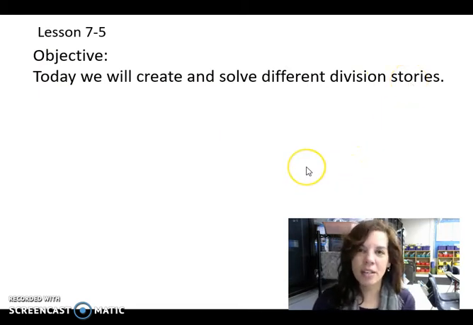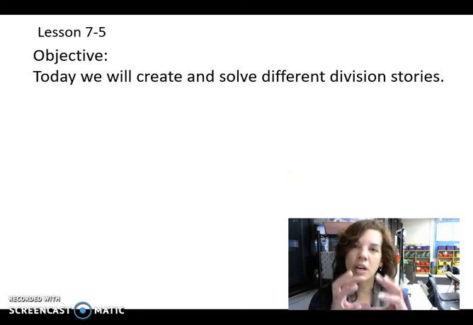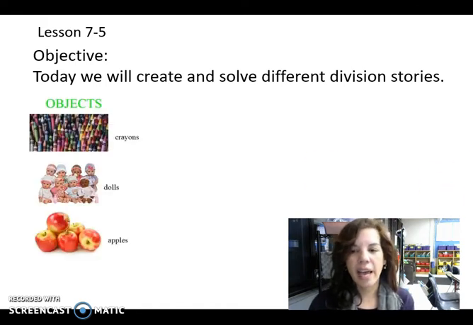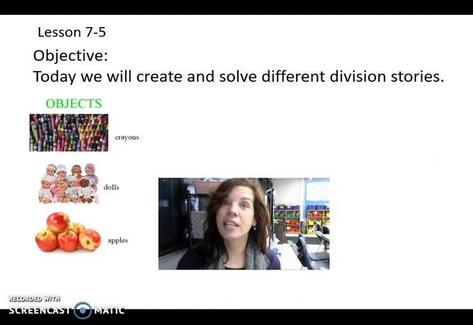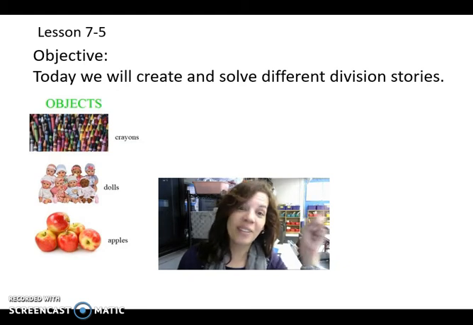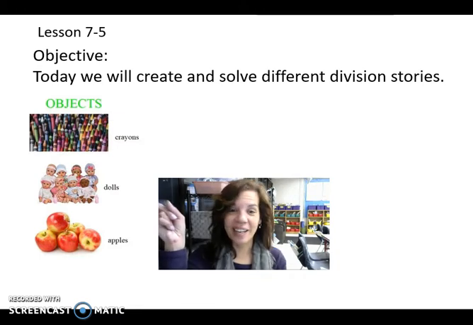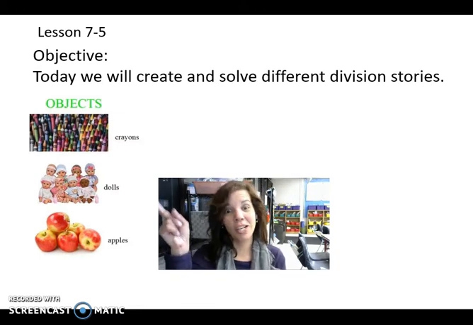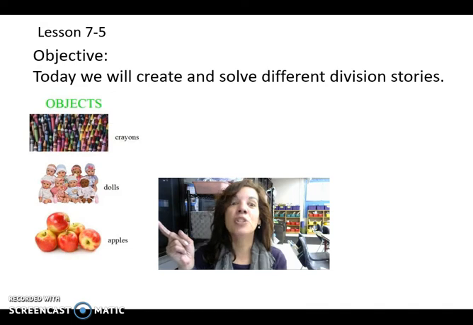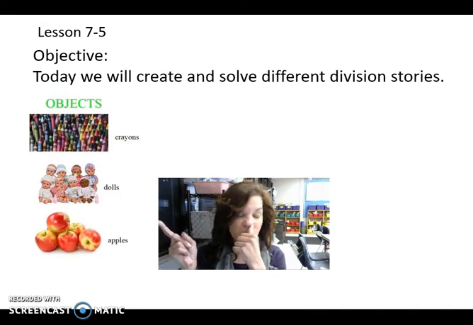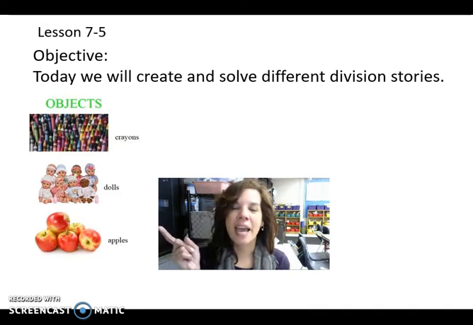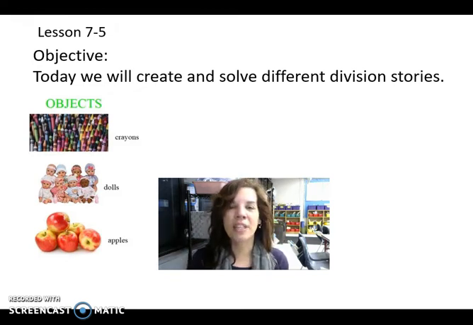I'm here to hold your hand and talk a little bit more about a strategy that you will need to be able to construct, to create, to write a division story. Let's look at that. Well, here you go. You're going to need those. You need objects. Without objects, you can't do anything, right? You're going to need some crayons, some dolls, some apples, but you definitely need some objects. We've been doing some collections of things, and you need objects for collections. So certainly important to have objects.